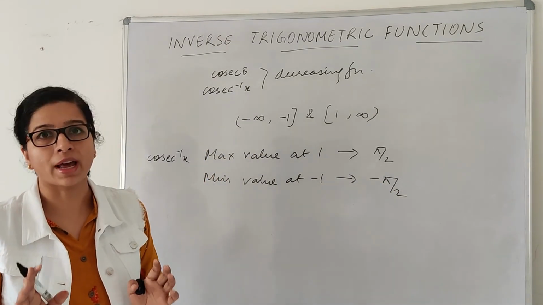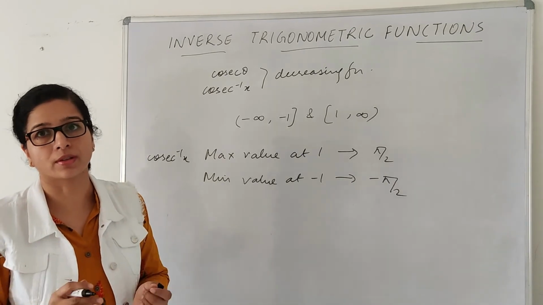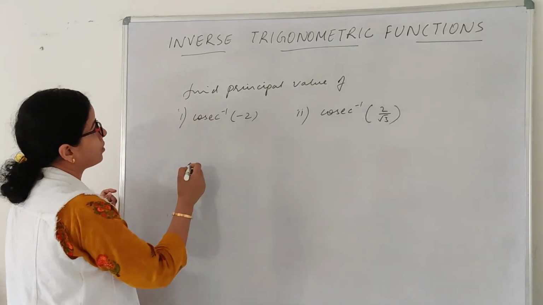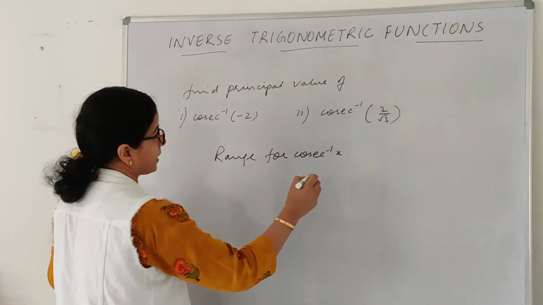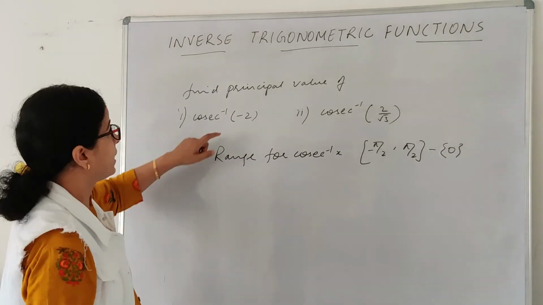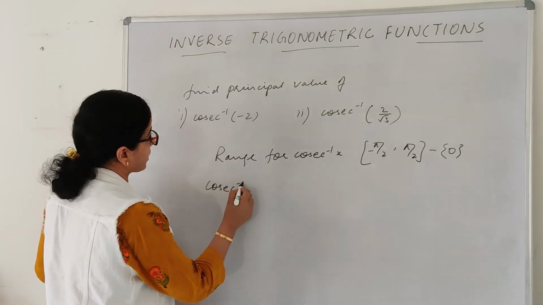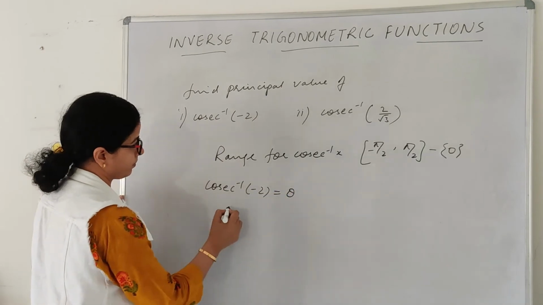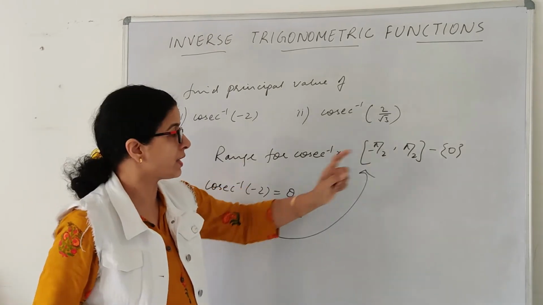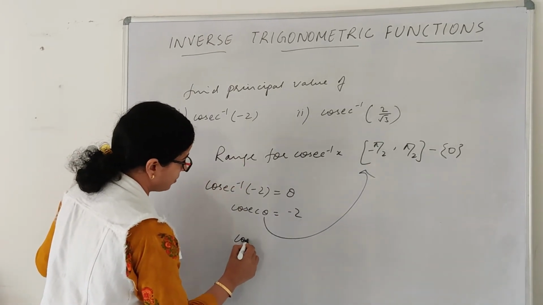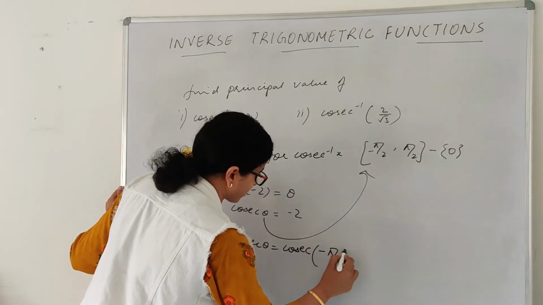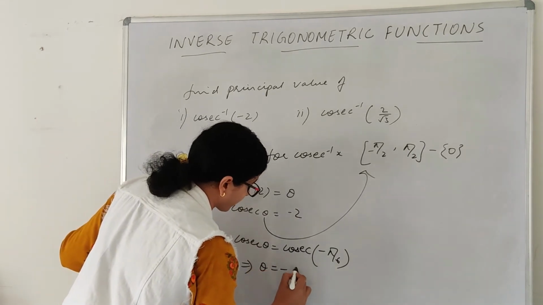Now we'll find the values in the principal branch for some questions. Find the principal value of cosec inverse minus 2 and cosec inverse 2 by root 3. What is our range for cosec inverse x? It is minus pi by 2 to pi by 2, excluding 0. When I am talking about cosec inverse minus 2, let it be equal to theta. Cosec theta equals minus 2, and the value of theta should lie in this range. When is cosec theta 2? At 30 degrees, or pi by 6. So cosec of minus pi by 6, which implies theta is equal to minus pi by 6.